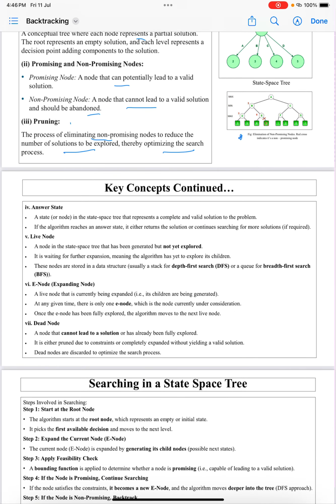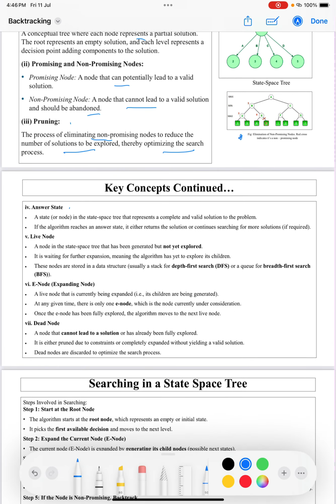The next state is answer state. A state in the state space tree that represents a complete and valid solution to the problem. If the algorithm reaches an answer state, it either returns a solution or continues searching for more solutions if required. And the next one is live node. A node in the state space tree that has been generated but not yet explored is called live node. It is waiting for further expansion, meaning the algorithm has yet to explore its children. These nodes are stored in a data structure, usually a stack for DFS, which is depth first search, or a queue for breadth first search.